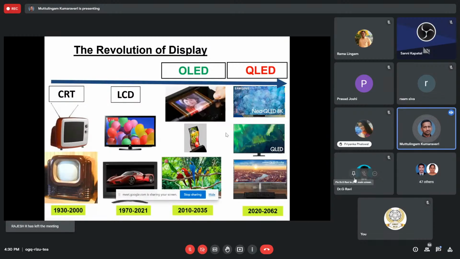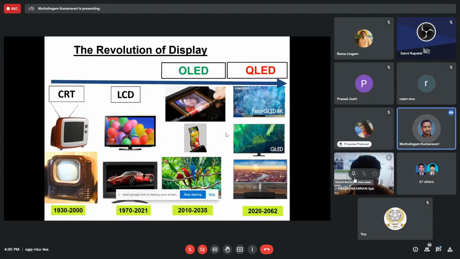So this is the revolution of the display. I think some of you know about the CRT, the cathode ray tube display. It was invented in 1930 and used up to 2000. I have no idea if anybody is using it at the moment. It's very bulky, and there are limitations on the size of the display. Then in 1970 the LCD, liquid crystal display, was invented, which is thinner and lighter compared to the CRT display.